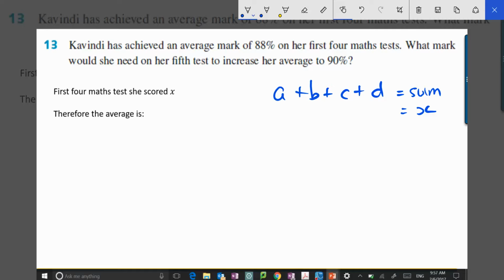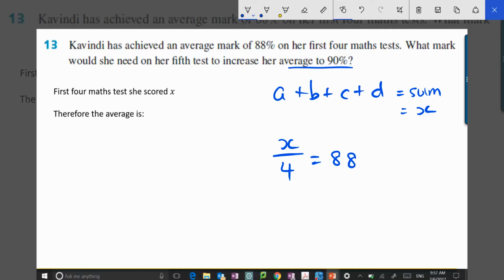Why do I do that? Because I now know that the sum of all the numbers divided by the number of numbers, which is 4, should give me the average, which they told me was 88%. Why do I want x? Because it's nice for the next question.